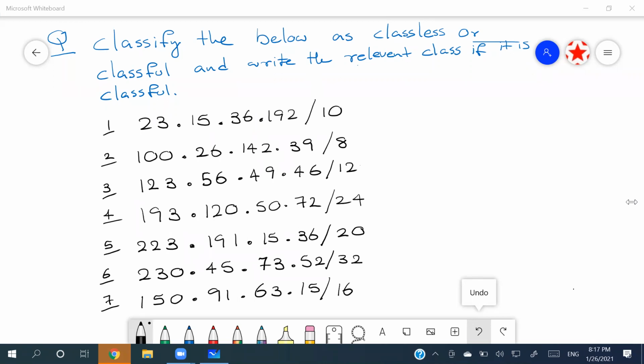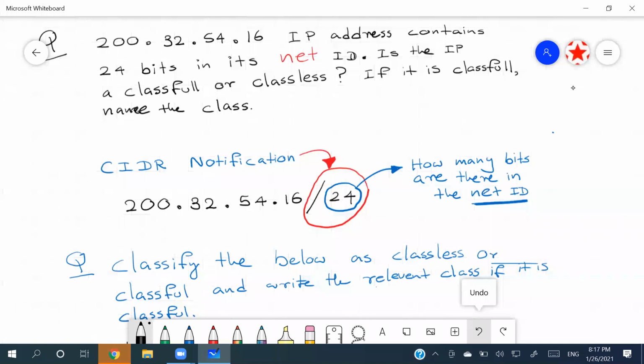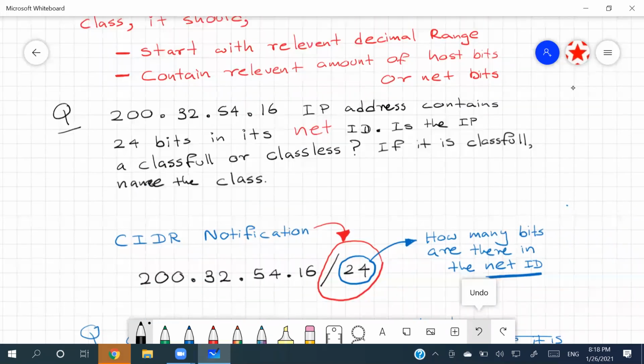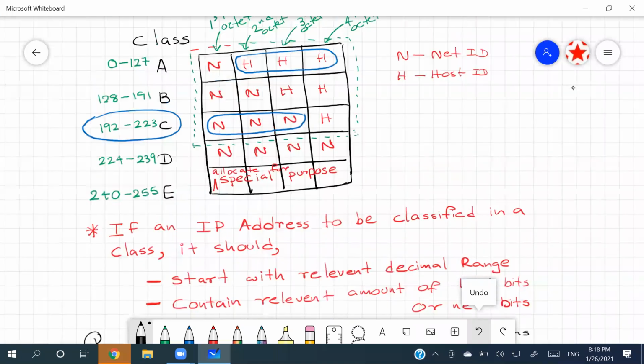Okay, so from hereafter I'm going to tell you how these classes are going to have their ranges in this particular manner.